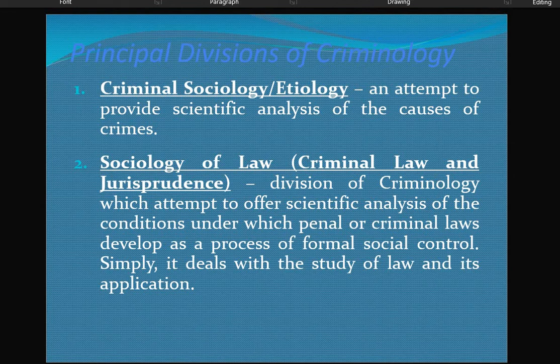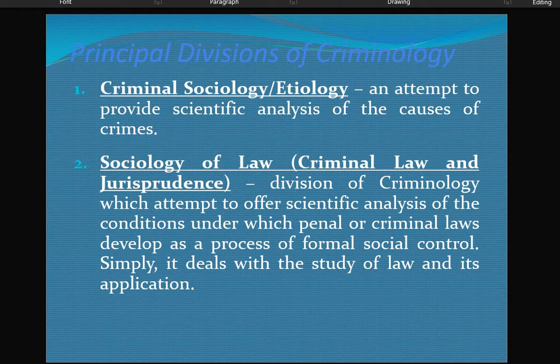Okay, so this is a continuation of our discussion last meeting. If you also remember, what we had discussed already is the definition of terms. We were able also to discuss ano yung definition ng criminology, ano yung significance, what makes the studying of criminology important, and also the criminological classification. So let's proceed now with the principal divisions of criminology.